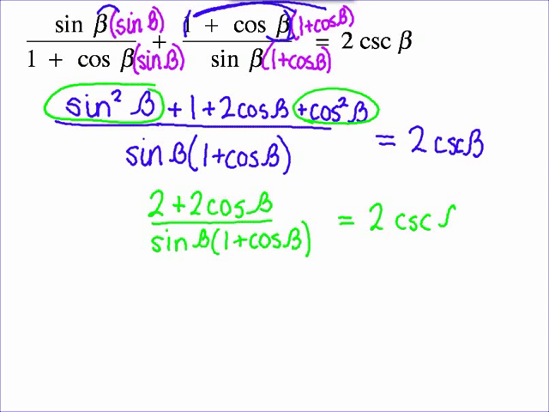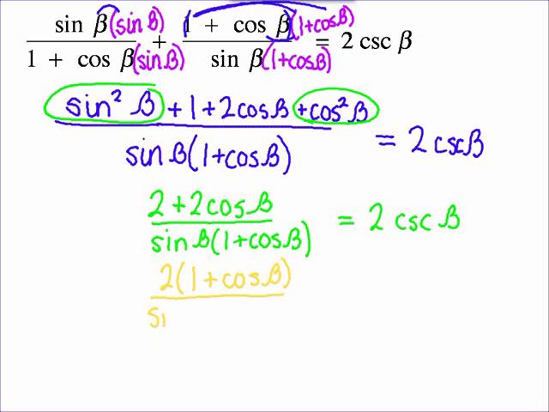And so then now, what should I do? Foil the bottom? Nope. Leave the bottom in factored form. Can you take out the 2 from the top? Yeah, 2 plus 2, exactly. There's a 2 in both terms on the top. So if I take a 2 out, I'm left with 1 plus cosine beta. 1 plus cosine beta. Hey, look at that. You can cancel those out.